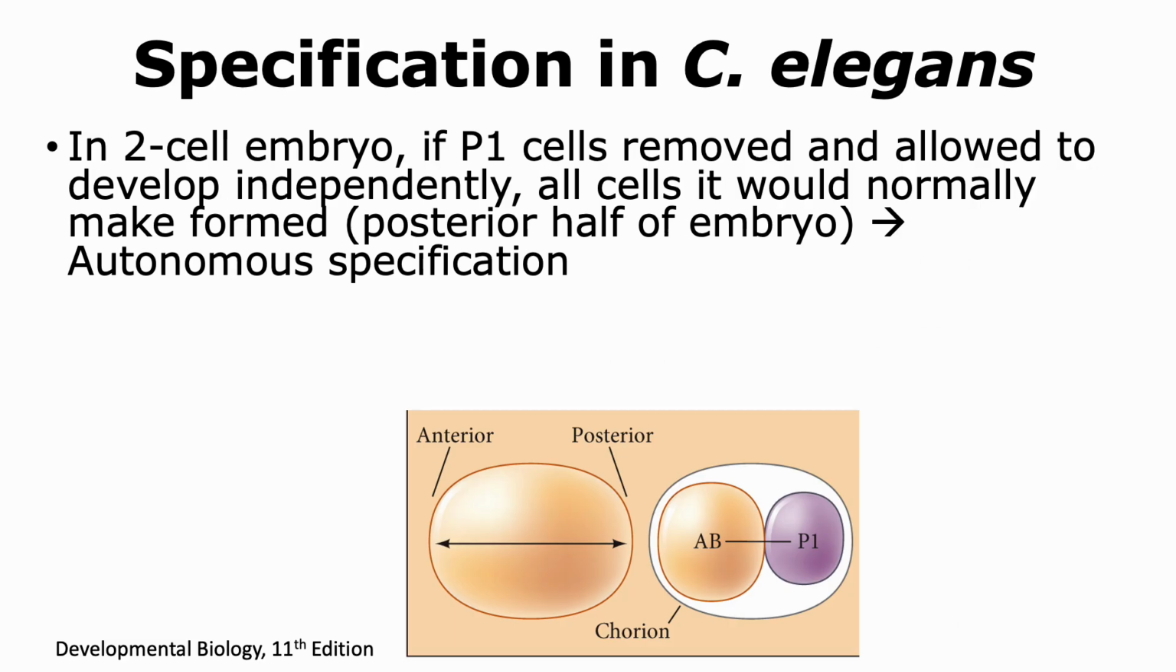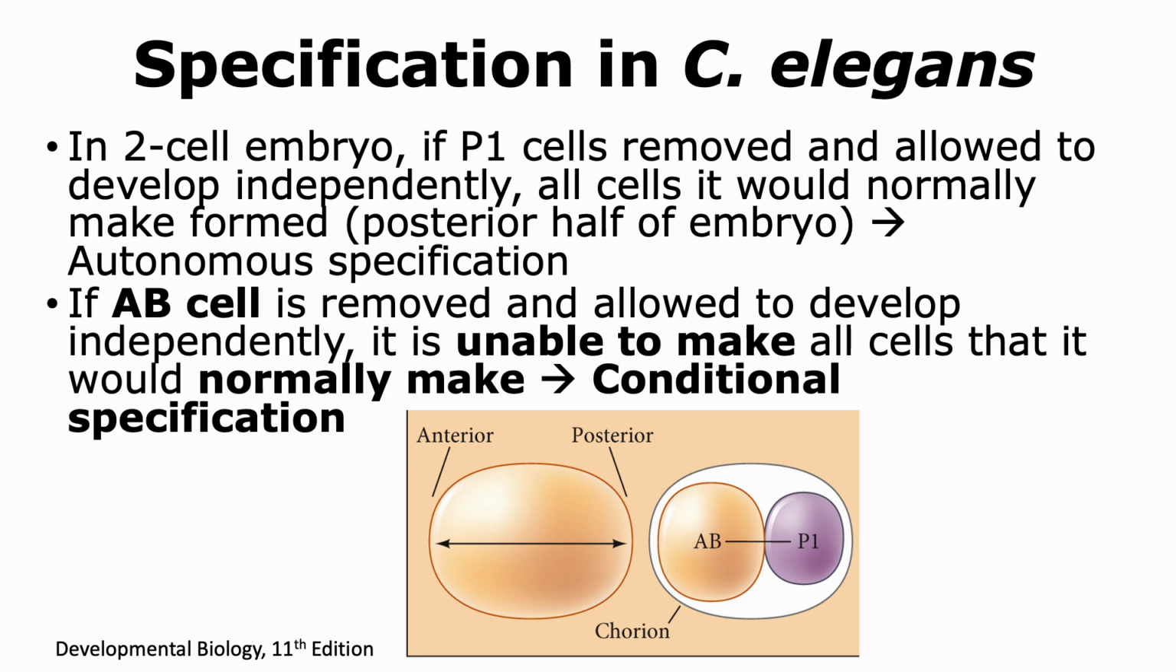Now let's look at the processes of specification. In a 2-cell embryo, if we remove the P1 cell and allow it to develop independently, it will form all the cells that it would normally make in the intact embryo, which is the posterior half of the embryo. Since it already has the ability to know what it is going to form, the P1 cell has undergone autonomous specification. Now, what if we took out the AB cell?